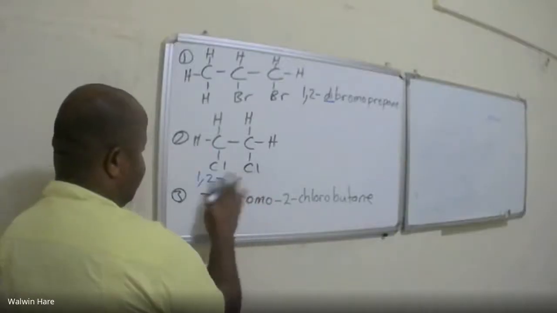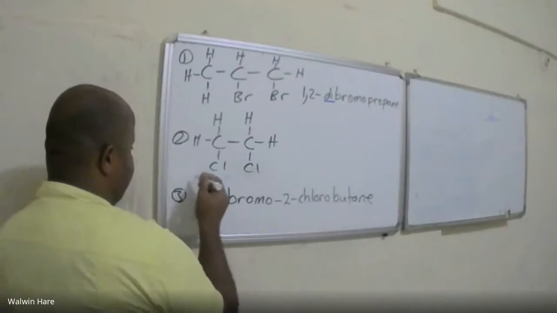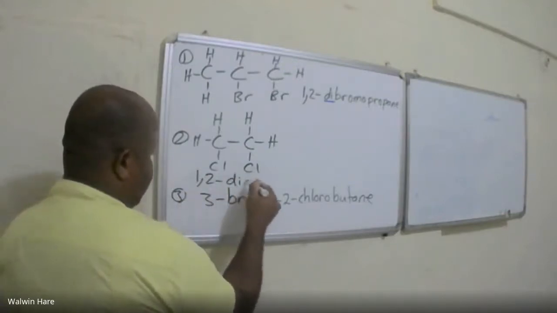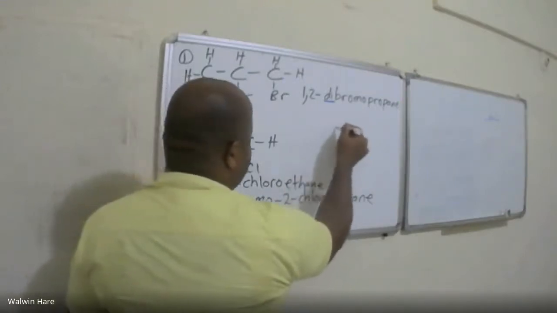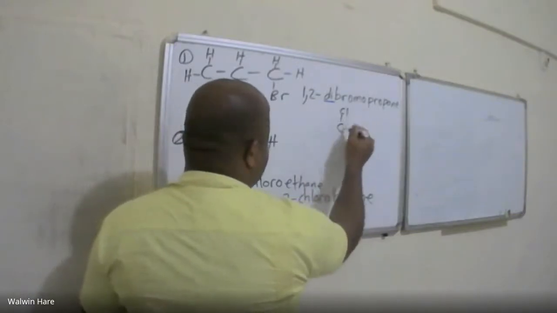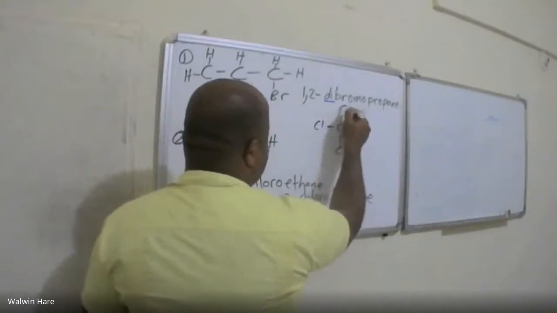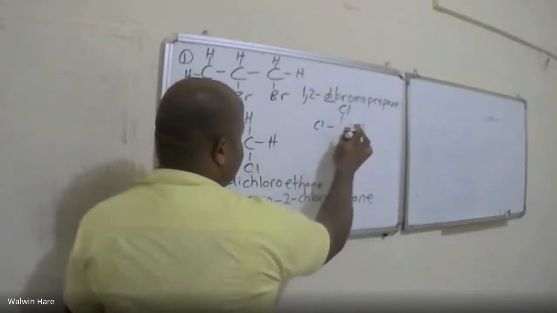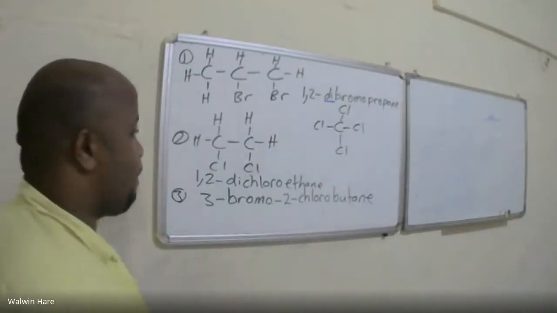Someone else, what is the name of this one? 1,2-dichloroethane. Right, 1,2. What will be this one? What would be the name of this one? Sir, tetra, methane? Yes.